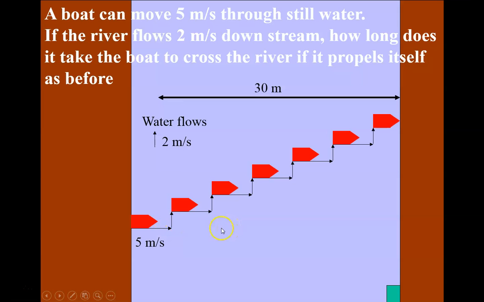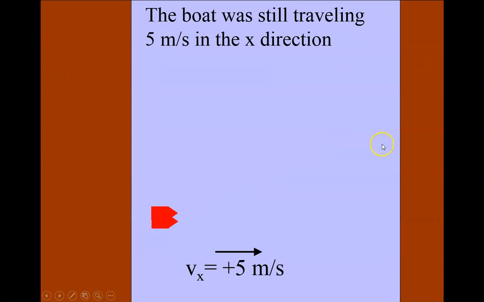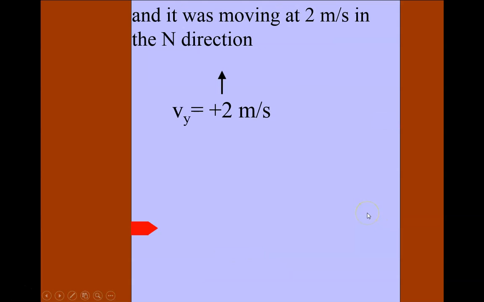Well, the answer is it's still going to take 6 seconds to get across the river. The only difference is it's going to float downstream some in the process. So the boat was still moving at 5 meters per second in the x direction. The y velocity of the river does not affect the x velocity. The fact that it's moving in the y direction does not affect its x velocity. It only affects its y velocity. So it was also moving at 2 meters per second in the north direction.